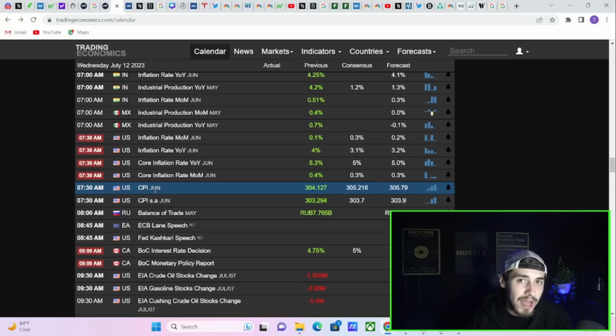As far as the current estimates from the markets for CPI coming on Wednesday, you're expecting basically across the board for inflation to fall. You're expecting a huge decline on the year-over-year inflation numbers for the month of June. You're expecting year-over-year to fall to 3.1% from last month's reading of 4%. That's going to be a huge decline, about 25% in a month. That would be great news.